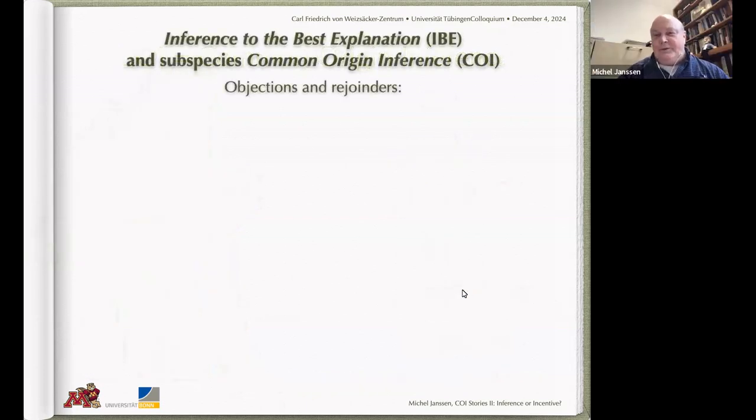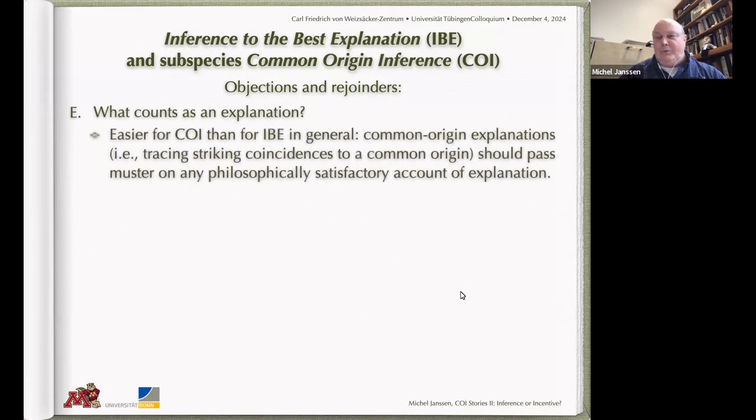Now, of course, there's a rich history on inference to the best explanation. It's been debated. And basically, the only two words in inference to the best explanation that have not come in for criticism are "to" and "the." So on the E, the question is what actually counts as an explanation? And this is where COI has the advantage over IBE, because I believe that this idea of explaining things by tracing them to a common origin should pass muster on whatever general philosophical account we're going to have for characterizing explanations.